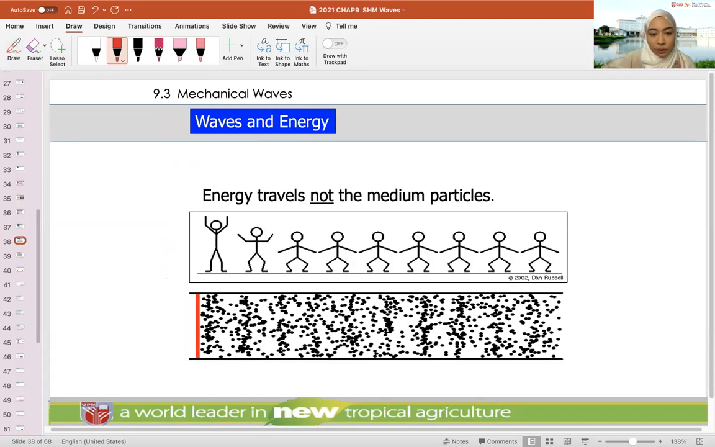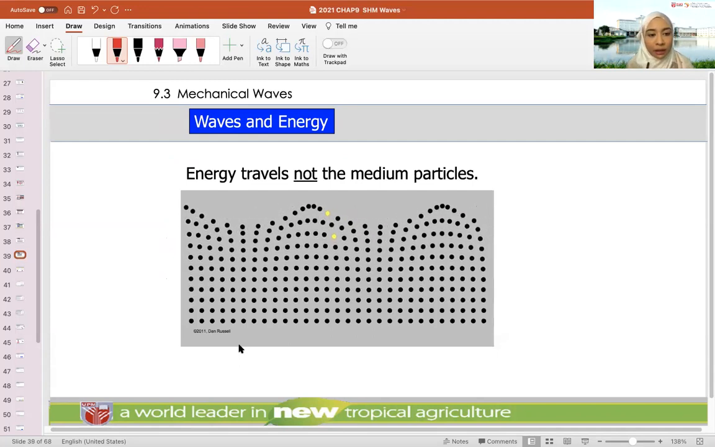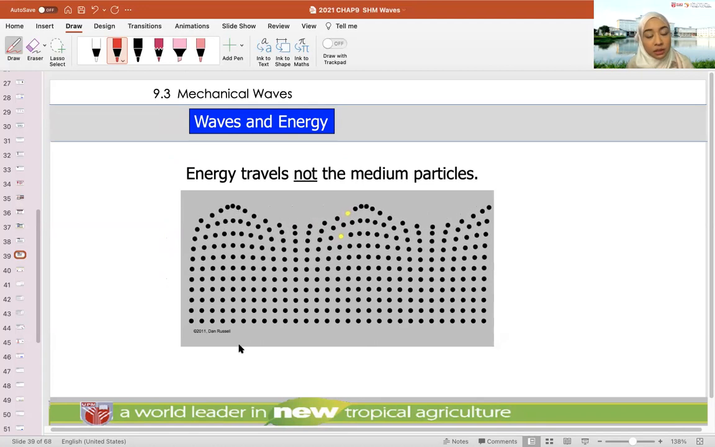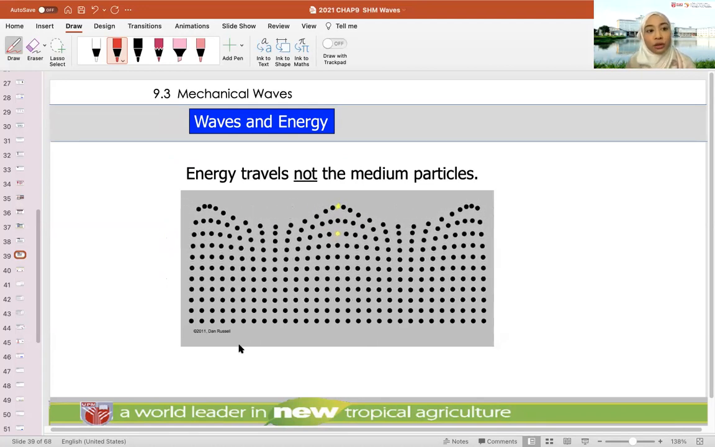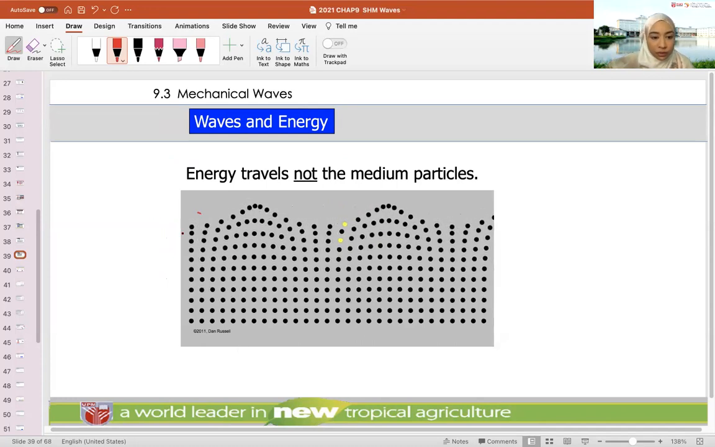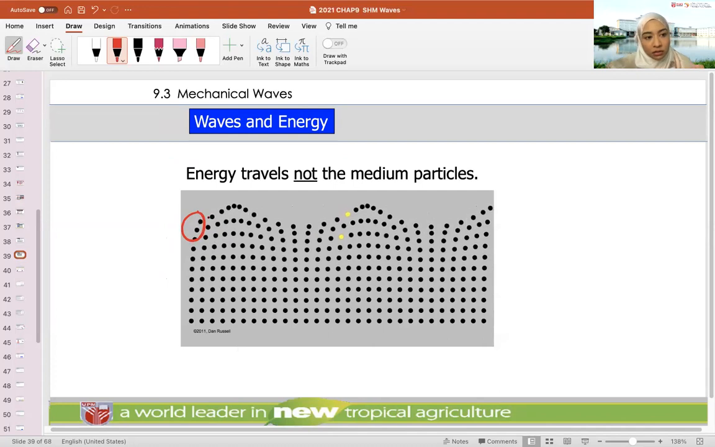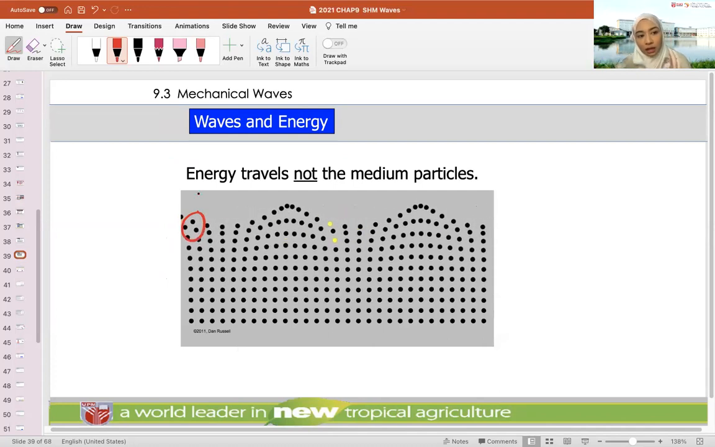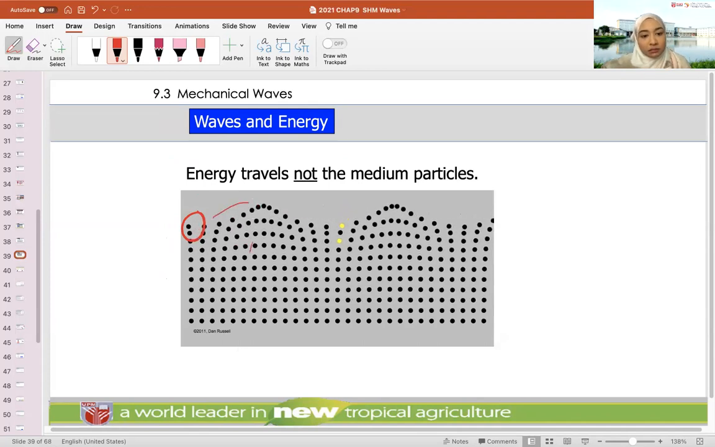Okay, so this is just repeating. So this is another example of the disturbance traveling, but the particles not traveling. They only transport the energy. So it starts from this guy over here. He moves there, and then because he moved, the next guy to him also moves, and it travels.